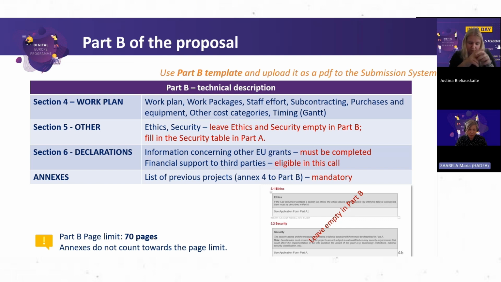Part B page limit is 70 pages. This is very important as any excess page will not be taken into account in the evaluation. The annex on the list of previous projects, as it is uploaded as a separate document, does not count towards the page limit. Next slide, please.